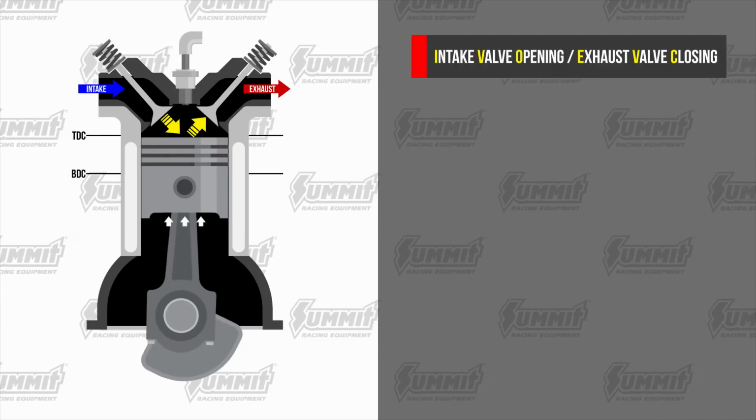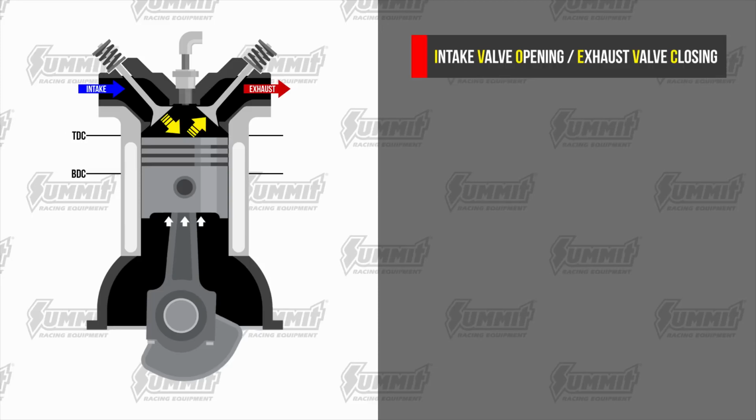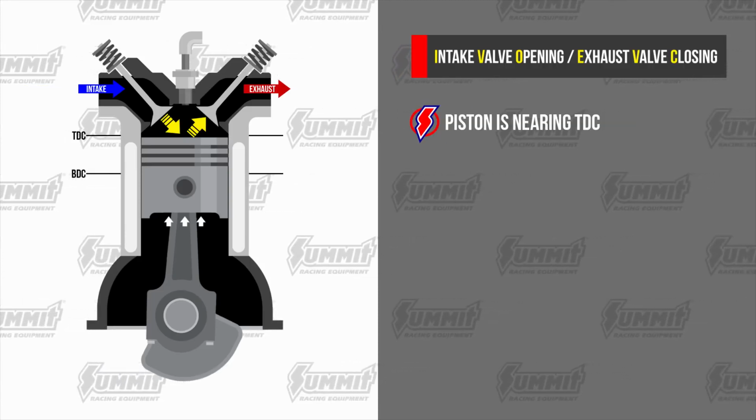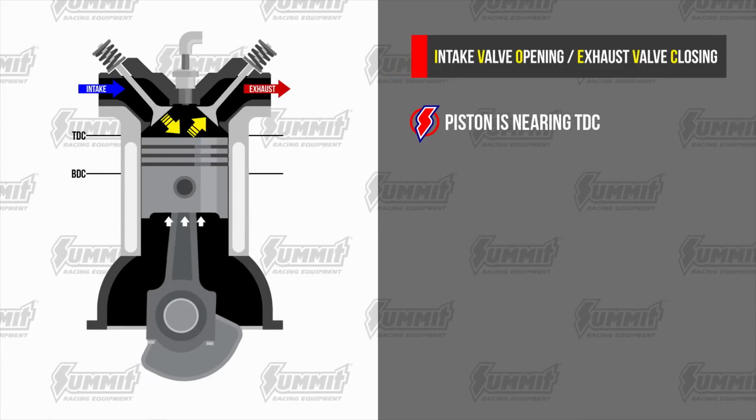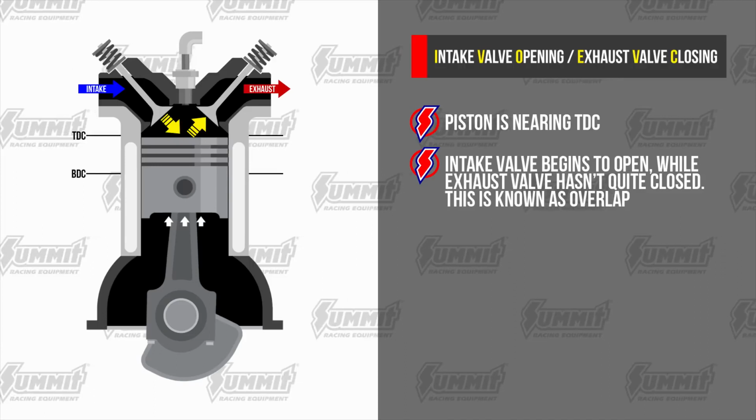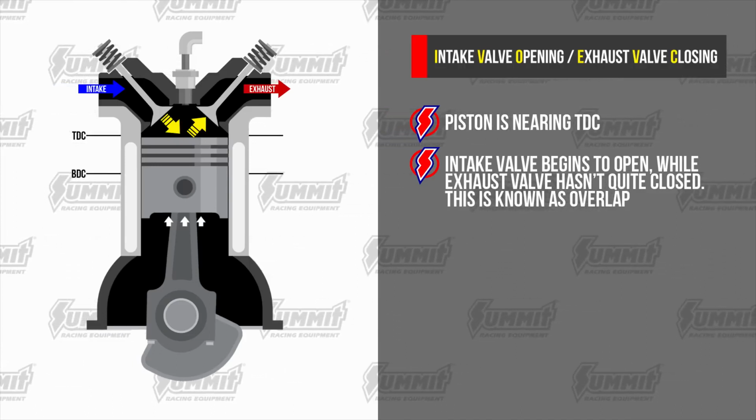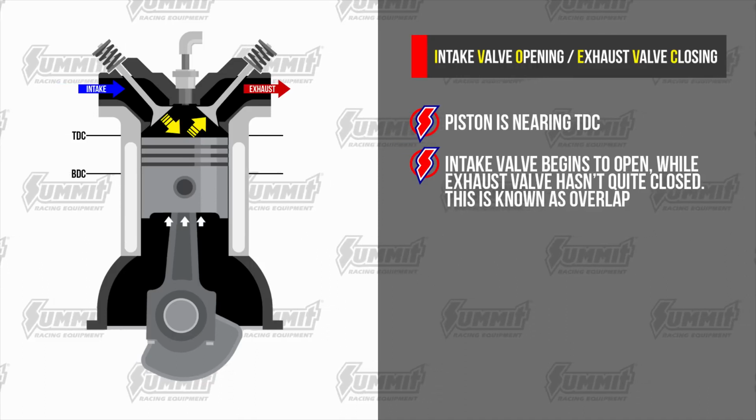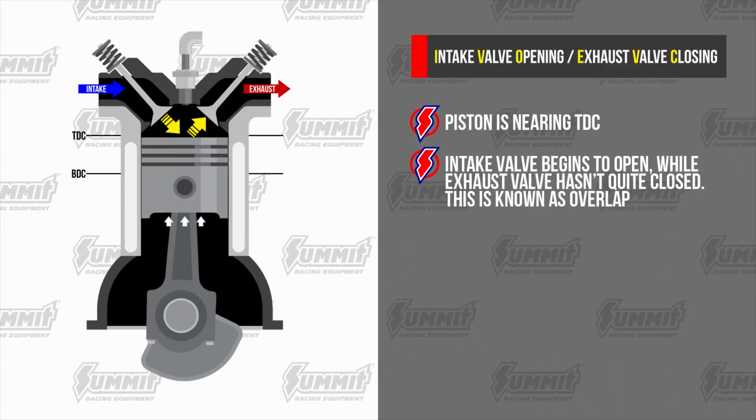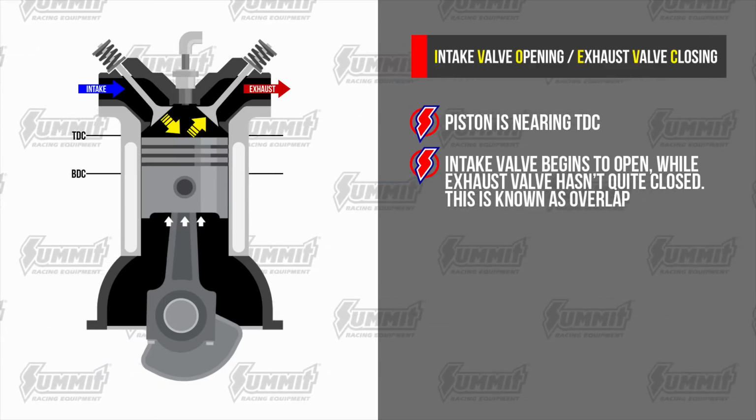Next, we'll cover 2 of the events at once. They will be intake valve opening and exhaust valve closing, overlap at the beginning of the intake stroke. Near the end of the exhaust stroke, the piston is nearing top dead center. The intake valve is starting to open and the exhaust hasn't quite closed. This is called overlap. In this example, we have the exhaust closing 15 degrees after top dead center and the intake opening 15 degrees before top dead center. This creates 30 degrees of overlap.